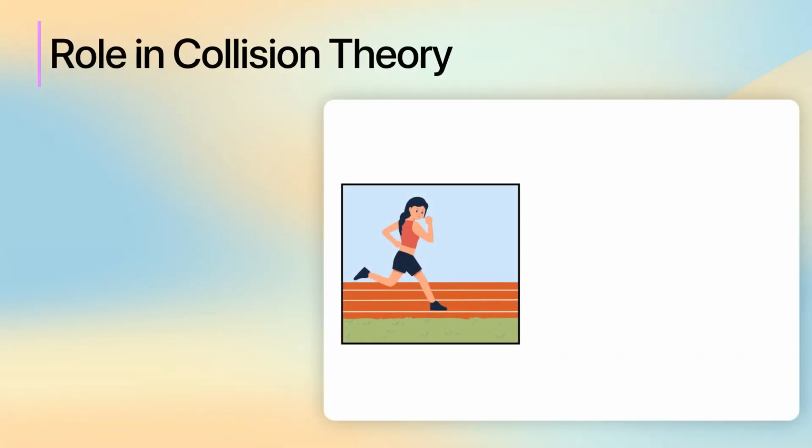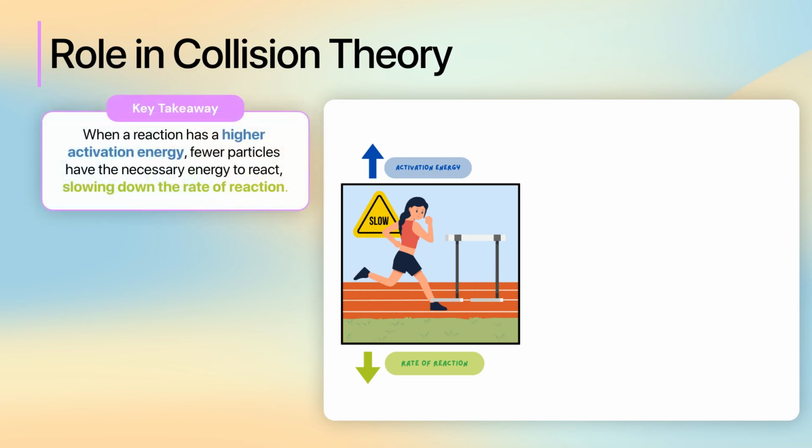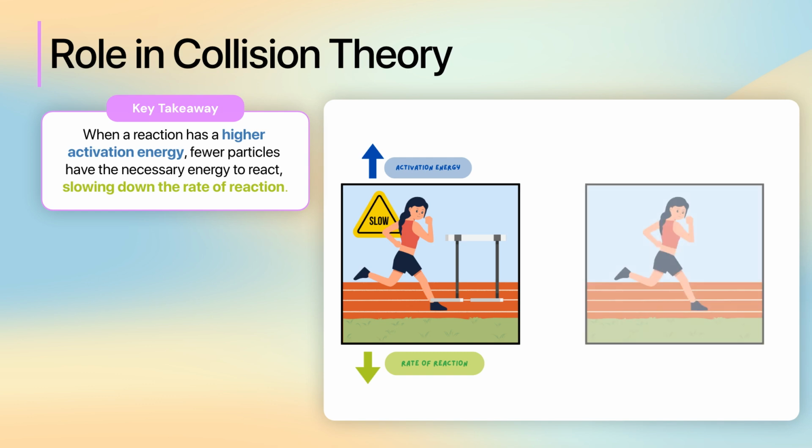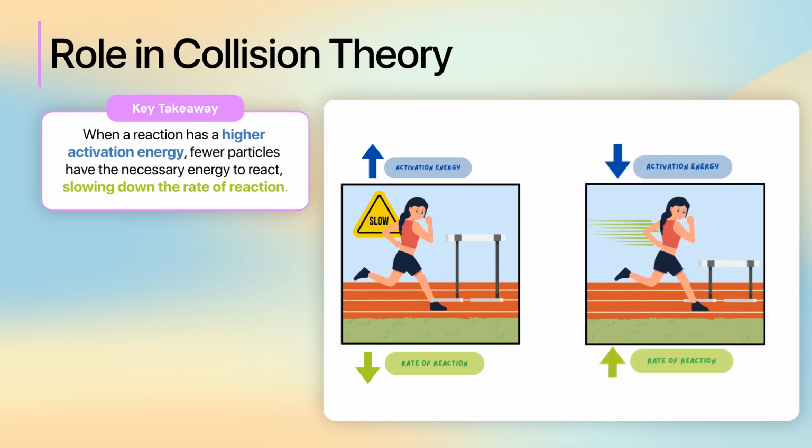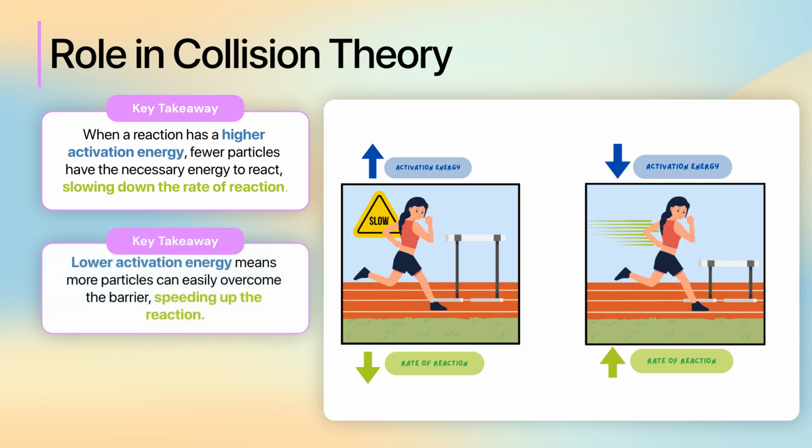Imagine runners trying to clear a series of hurdles. If the hurdles are too high, only a few well-trained athletes will make it over each one, meaning the race progresses slowly. This is similar to a reaction with high activation energy. Only a small number of particles have enough energy to react. On the other hand, if the hurdles are low, more runners can easily clear them, speeding up the race. Similarly, a reaction with lower activation energy allows more particles to overcome the barrier and react, increasing the rate of the reaction.